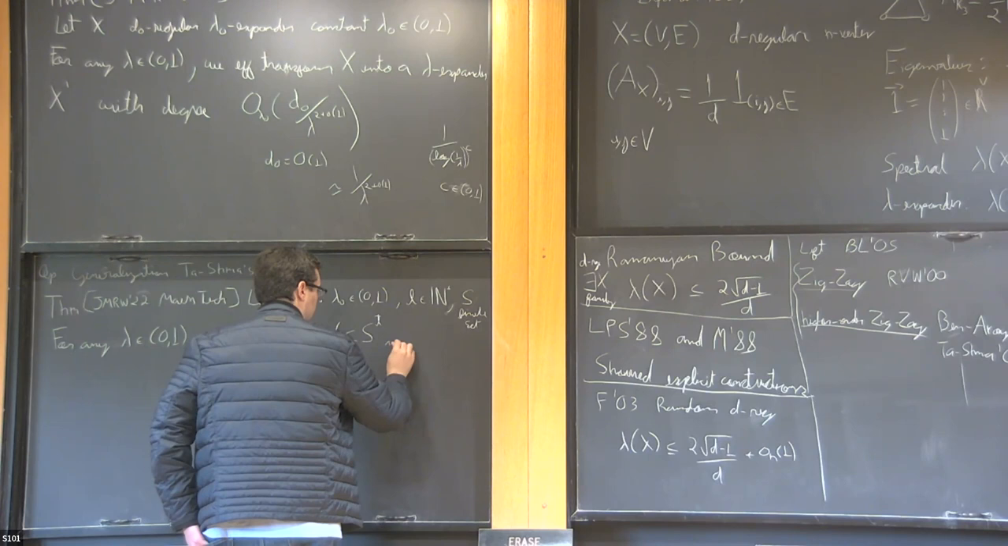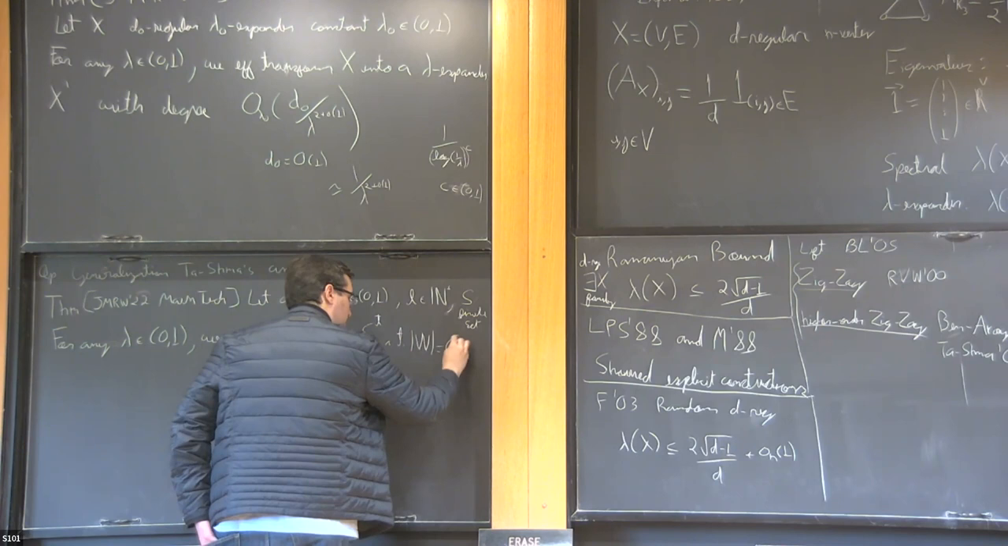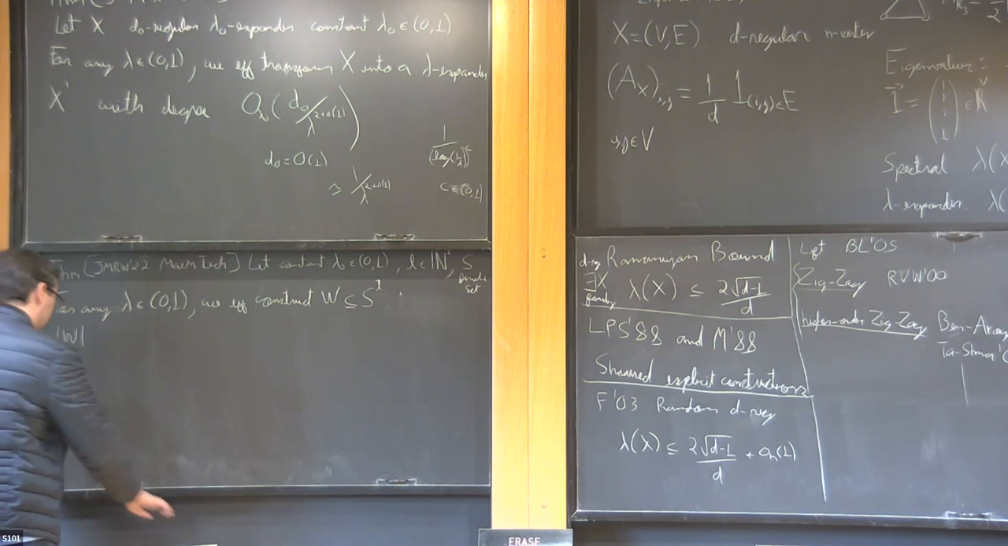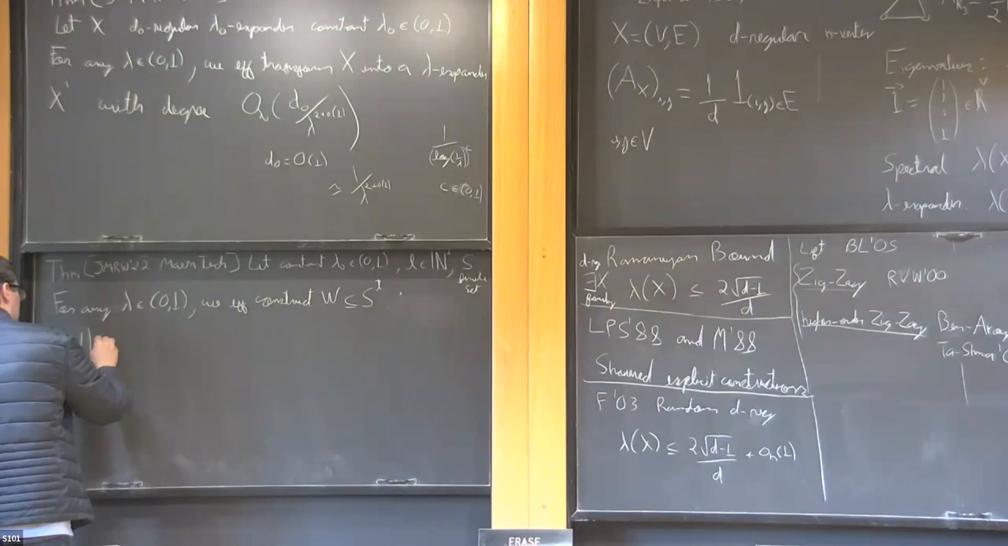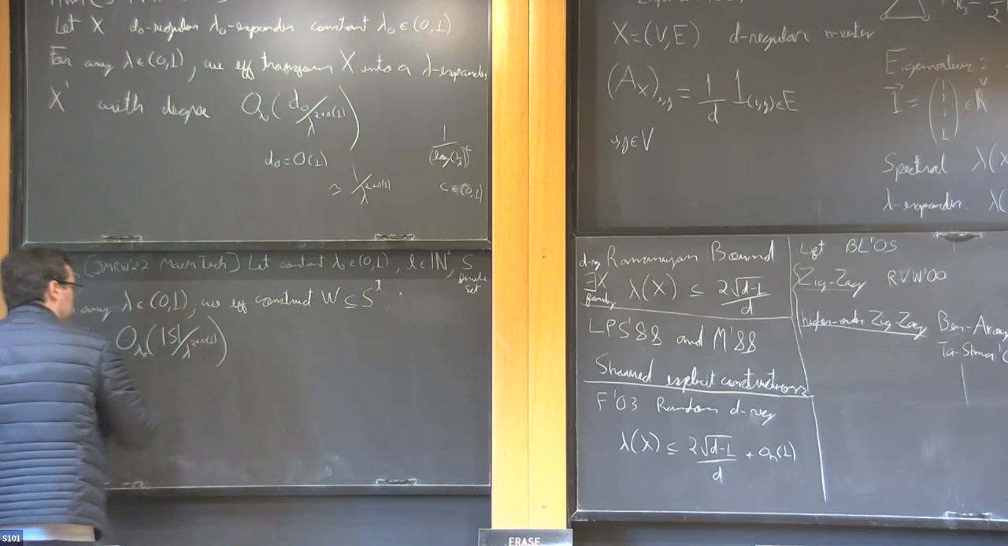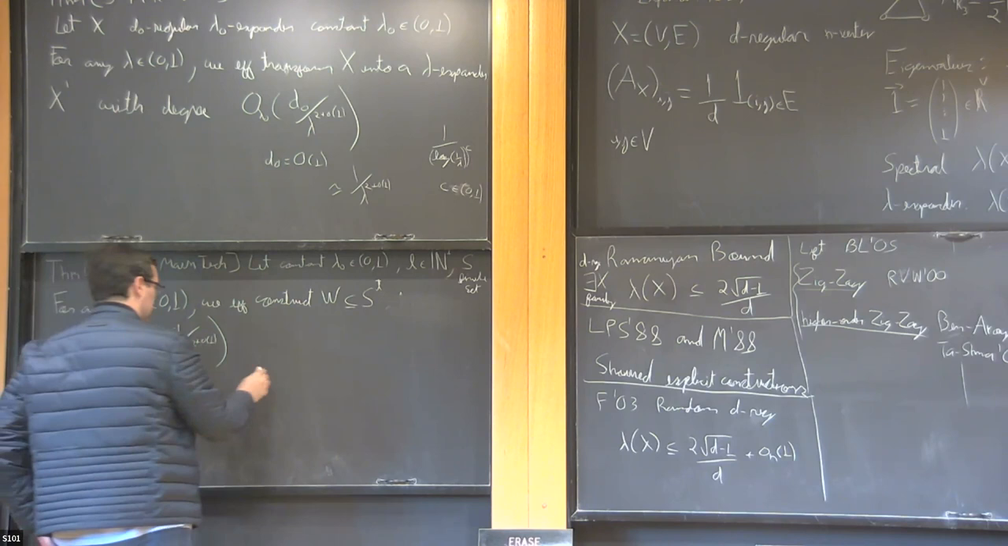So the size of this collection is going to be small. So the size of this collection is going to be about lambda naught, here you have S, here you have lambda squared plus little o of 1. So we have something like this, and we're going to argue that this is about the right size. And such that for every function.